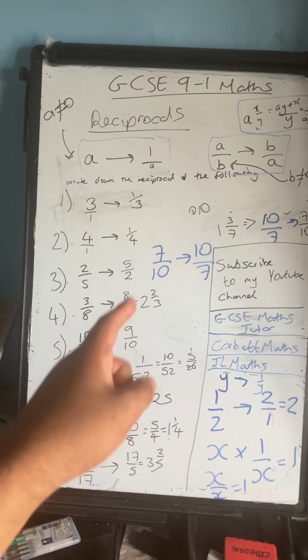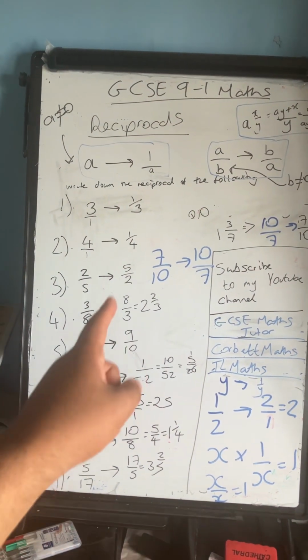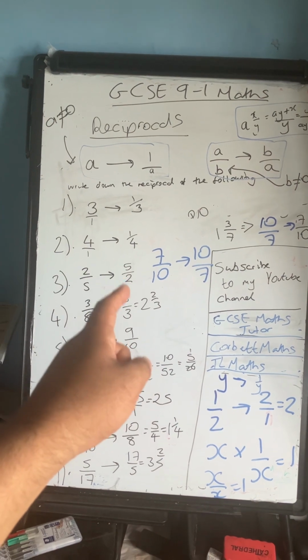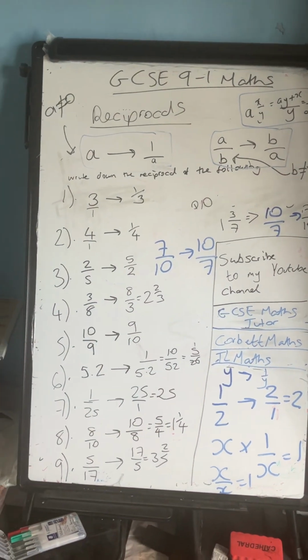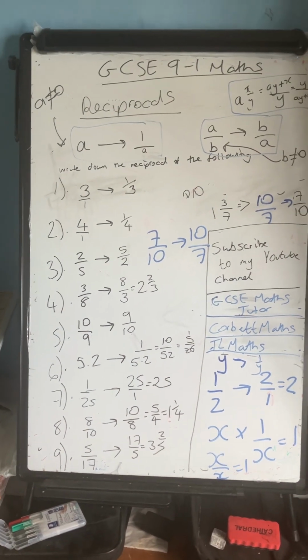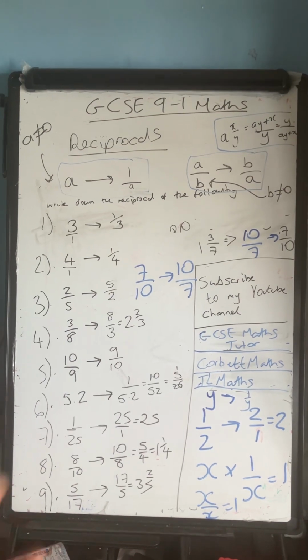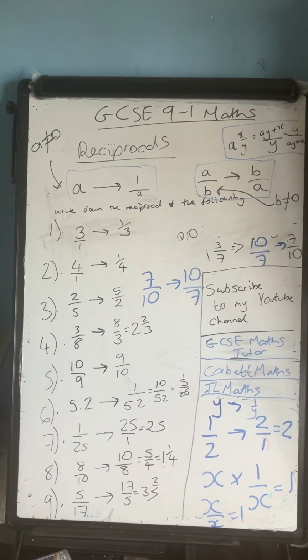This time it's a top-heavy fraction or an improper fraction, so I can write it as 2 2/3, and for this one it'd be 2.5, as a decimal, or for this one it'd be 2.6 recurring. Question number 5, I've got 10/9. Again, the reciprocal of that is just 9/10.